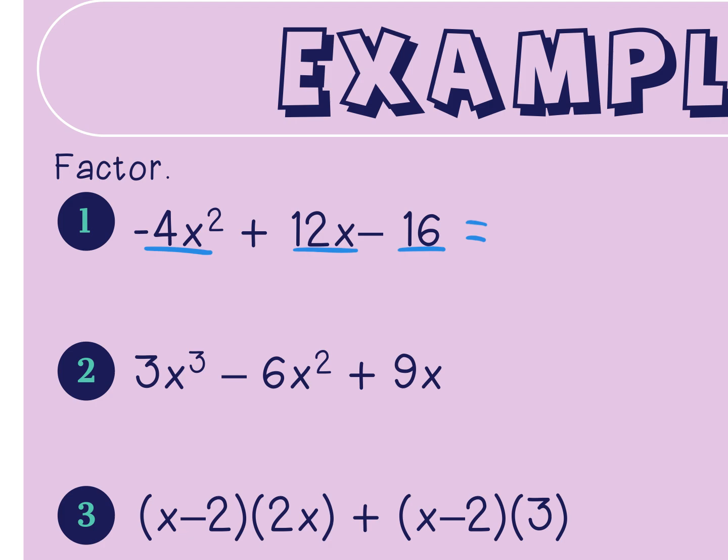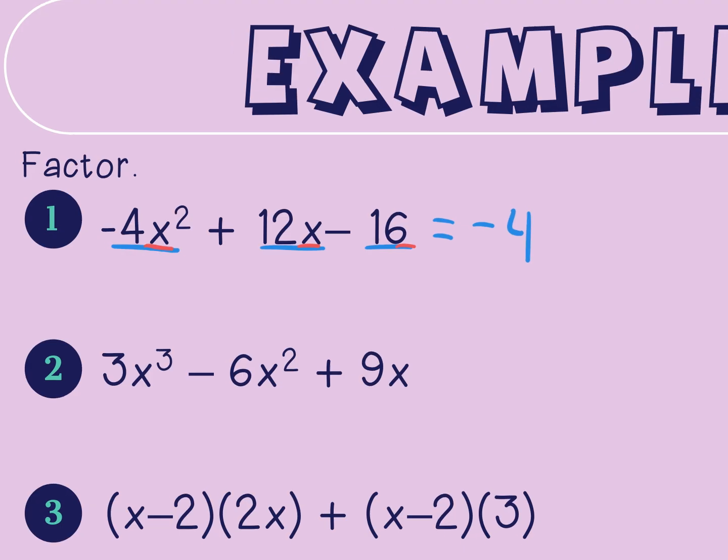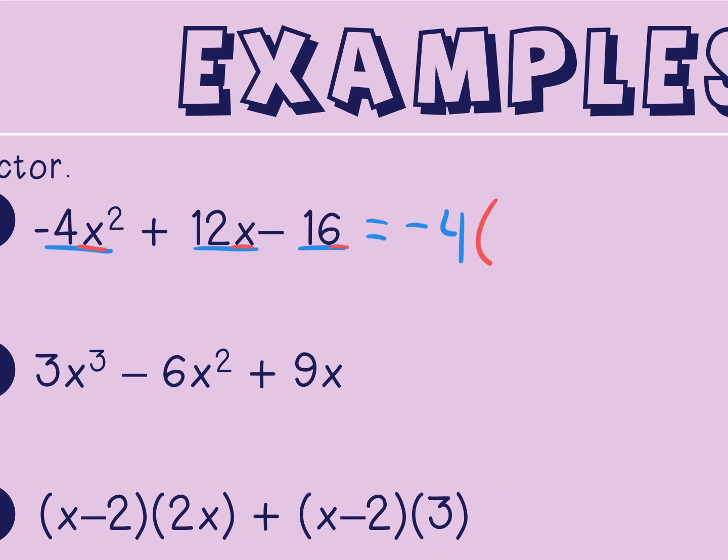So this is going to be the same as negative 4. And then let's look between x squared, x, and no x's. Do they share anything else in common? No, right? Because not all of them have an x, right? Only 2 of them have an x, but for it to be a greatest common factor, it needs to show up in all of them. So that means negative 4 is our greatest common factor. There's nothing more we can pull out.